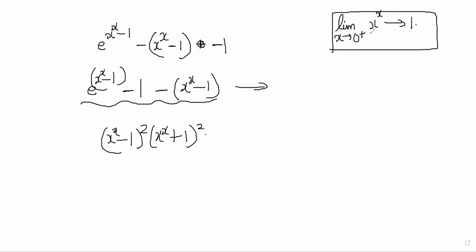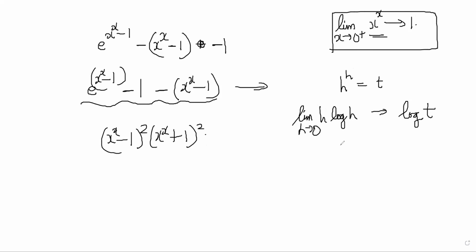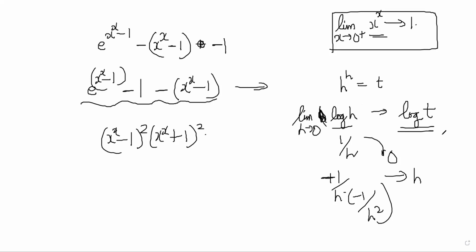So this part I figured out by L'Hopital, by saying h bar h is equal to t, let's say. So then h log h is tending to log t. And this limit as h tends to 0 is of the form infinity by infinity, because I can write it like this. And then 1 by h and minus 1 by h square. So it becomes h on top. So it is tending to 0. This tends to 0, and this tends to 1, therefore. So we are getting it, right?